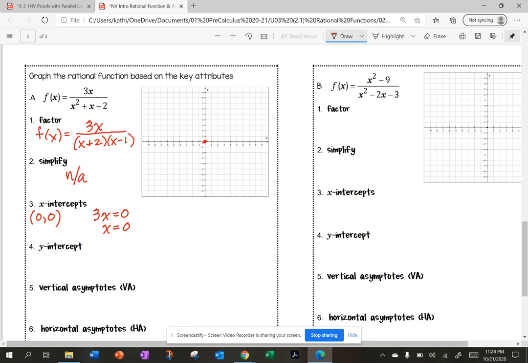My y-intercept, this is where I'm going to set x equal to 0. So this is f at x equals 0, which is 3 times 0 divided by 0 plus 2 and 0 minus 1. So 3 times 0 is 0, and anything times 0 is 0. So my y-intercept is at 0, 0, and I already have that plotted.